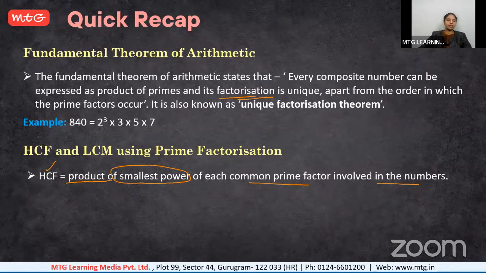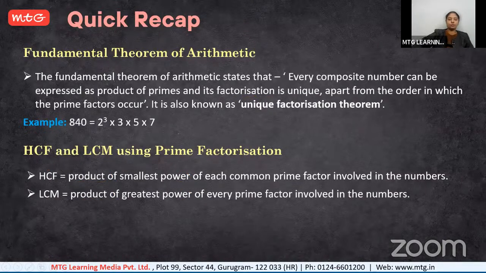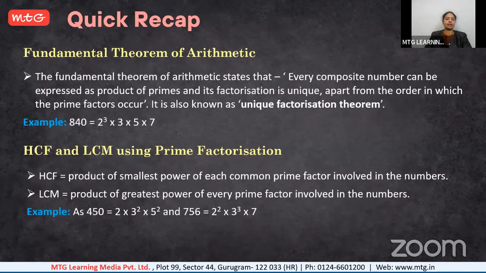Similarly, if you move further, we have LCM. LCM is quite opposite to HCF. In LCM, we choose the greatest power of the prime factor. Every prime factor's greatest power will be chosen. See here, here is an example. I have two numbers with me, 450, which is prime factorized as 2 into 3 square into 5 square. Whereas 756 is another number of mine, which is prime factorized as 2 square into 3 cube into 7.